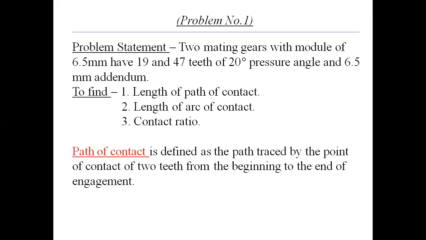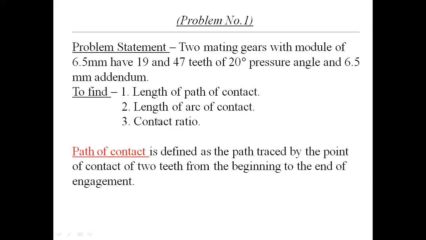So the smaller gear has number of teeth 19, and the larger gear, which we can say is the gear, has 47 teeth, and both the gears have pressure angle 20 degree, and the addendum value for both the gears is 6.5 mm. After that we have to find out first the length of path of contact, second the length of arc of contact, and third the contact ratio.